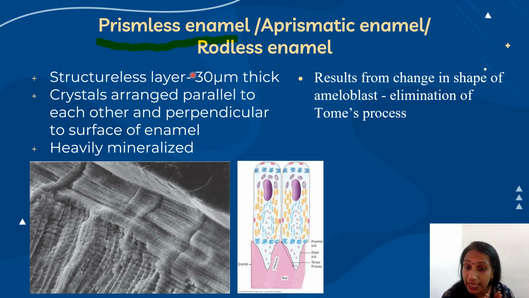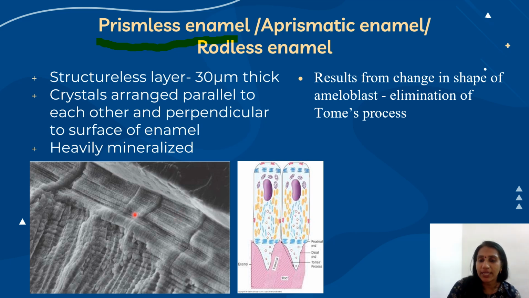This is a highly mineralized layer. So the only thing is that you don't have a particular arrangement of rod and interrod, but the area that you see is going to be highly mineralized. And here you have crystals, but the crystals are arranged parallel to each other and they are perpendicular to the surface of the enamel.